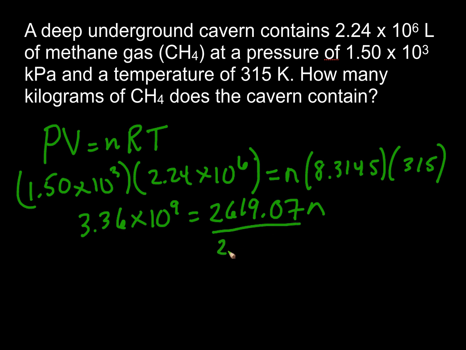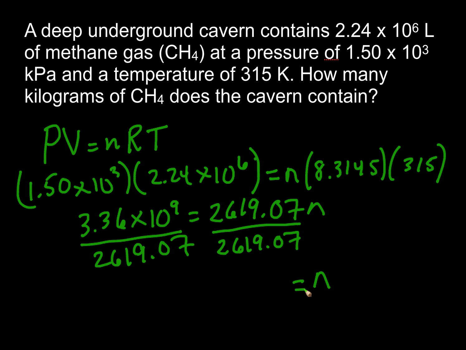So what do we need to do? We need to divide by 2,619.07 on both sides. So 3.36 times 10 to the ninth divided by 2,619.07. And we would get 1.28 times 10 to the sixth moles of CH4. But we're not done yet.